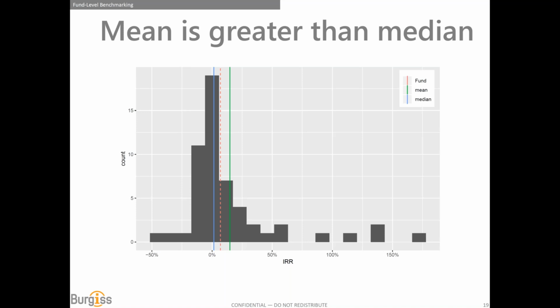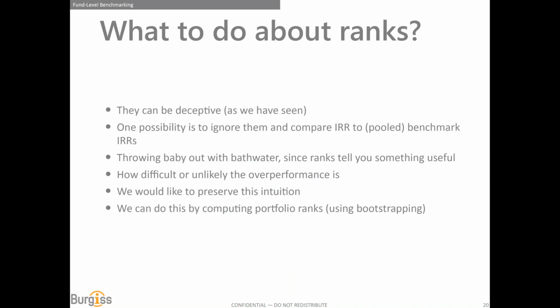Okay, so now here we saw, in summary, the reason why mean or pooled returns end up overperforming the median perspective. So given that, what should we do about these ranks? As we've seen, they can be to some degree deceptive. So certainly one possibility is to say that we should ignore them and focus only on the pooled benchmark, comparing the IRR of the fund we committed to with the pooled benchmark IRR.